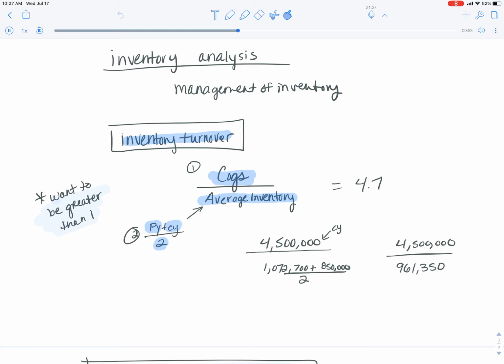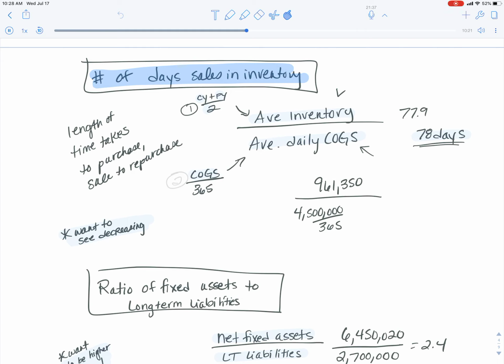So this one's kind of like accounts receivable, where you're going to have to make a couple of calculations to get the answer. First, you're going to start off with average inventory, where you're going to take current year plus prior divided by 2 to get your average inventory. Then you're going to take cost of goods sold and divide that by 365 to get your average daily cost of goods sold.